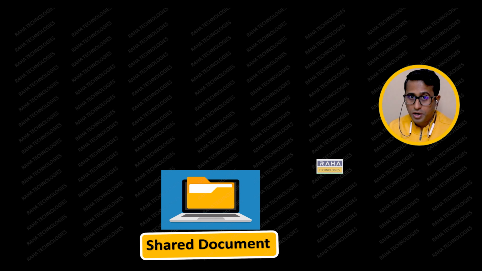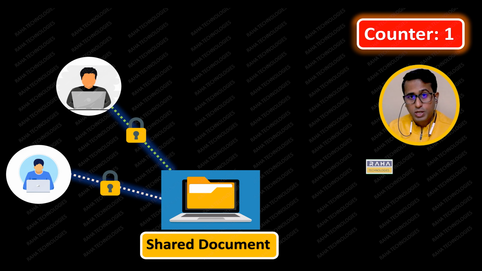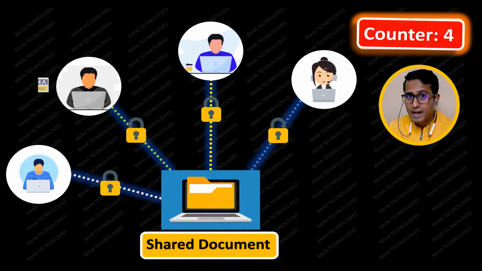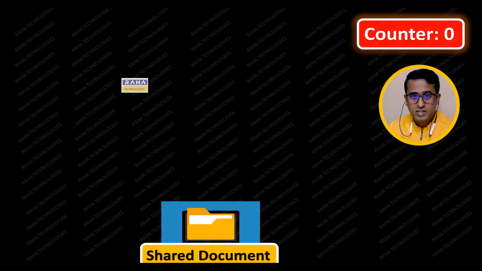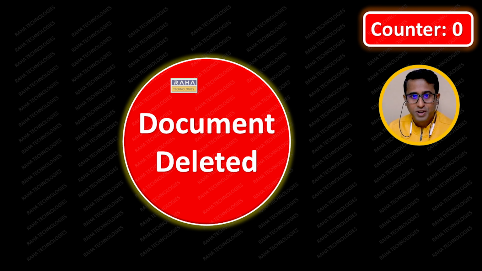Imagine you have a shared document, and every time someone requests access, we add to a counter. When the counter hits zero, the document would be deleted because no one is sharing it. Sounds very simple, right? Well, not so fast.